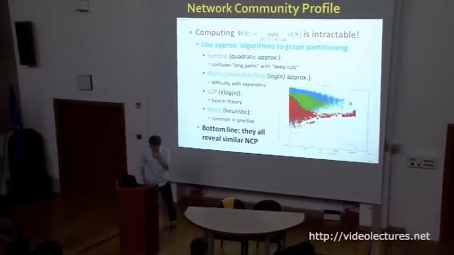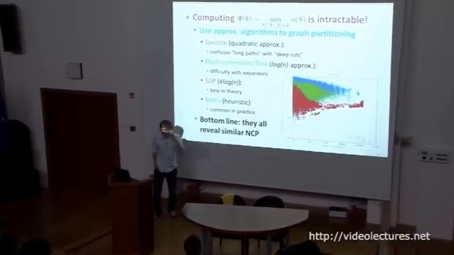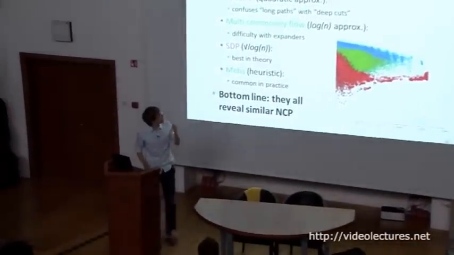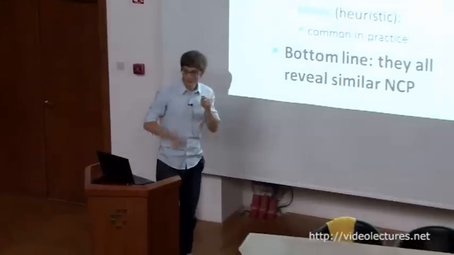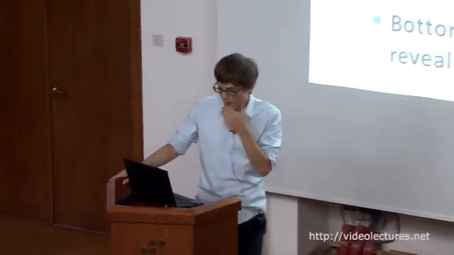There is the technical question about how I compute this profile plot. The problem is that I can't really search over all possible subsets. So the way we compute this in practice is to use approximation algorithms for graph partitioning, so basically community detection methods. Computer science has developed a lot of different approaches to finding clusters in networks. And all these approaches give you, in some sense, probably good results, but they also have some problems.